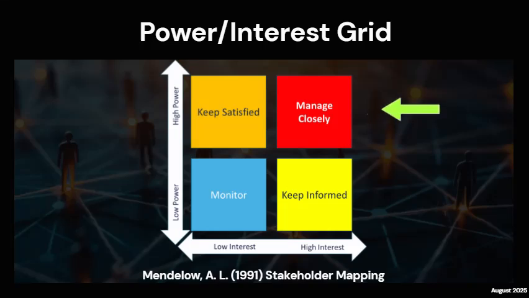The strategy for stakeholders with high power and high interest, such as project sponsors, is to manage them closely. They require active engagement and collaboration. For those with high power but low interest, like certain regulatory bodies, our goal is to keep them satisfied. We must address their concerns without overwhelming them with information.